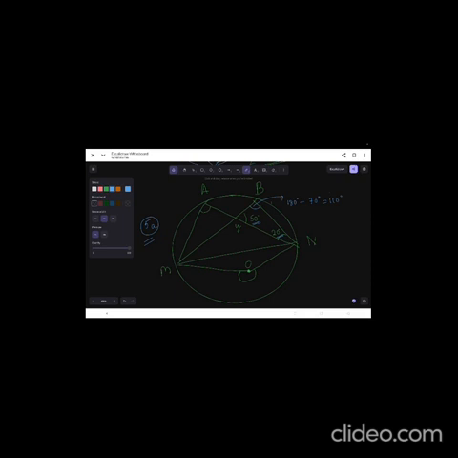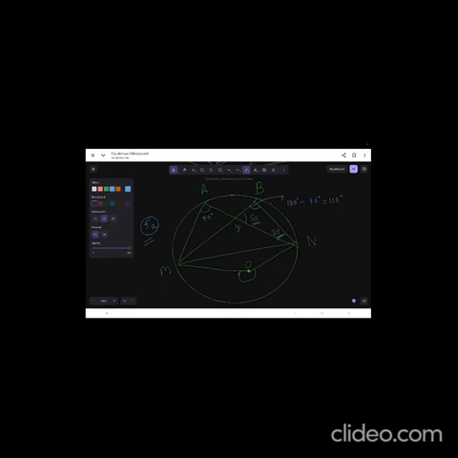If this is 110 degree, then see it very carefully. This is a chord, and this triangle and this triangle are lying in the same chord. So this will also be 50 degrees. So this is the angle MAN, so MAN will be 50 degrees.